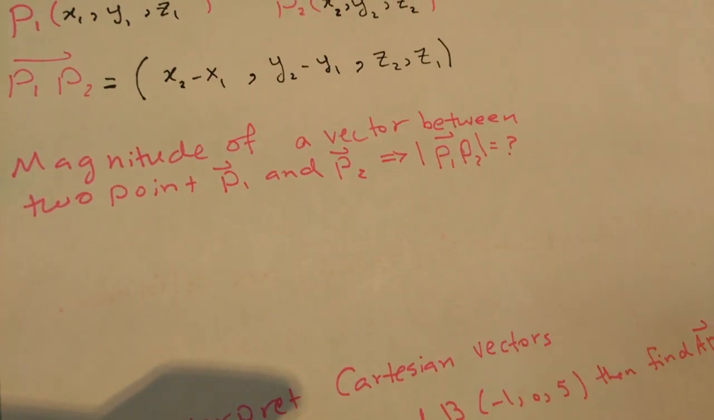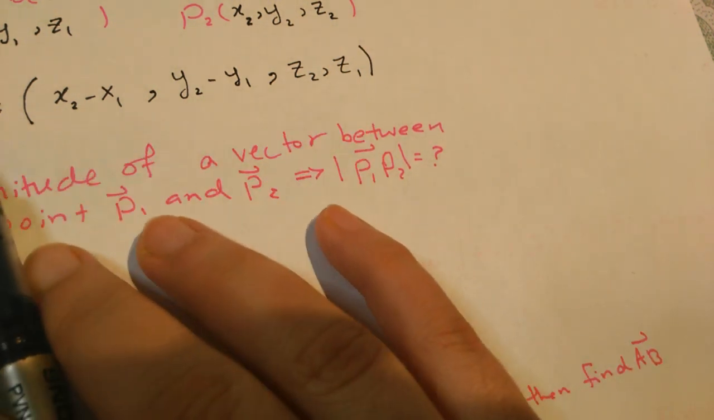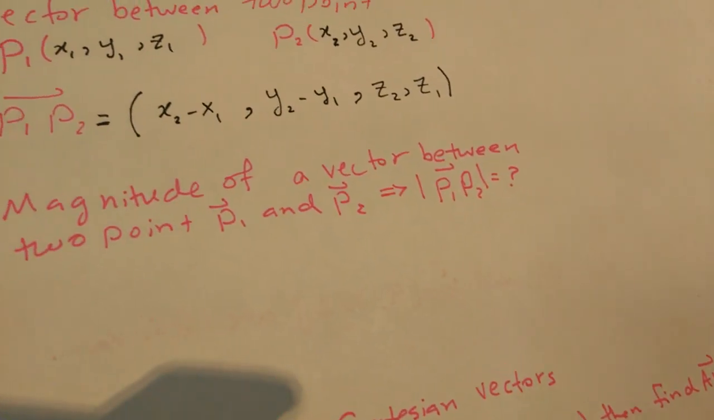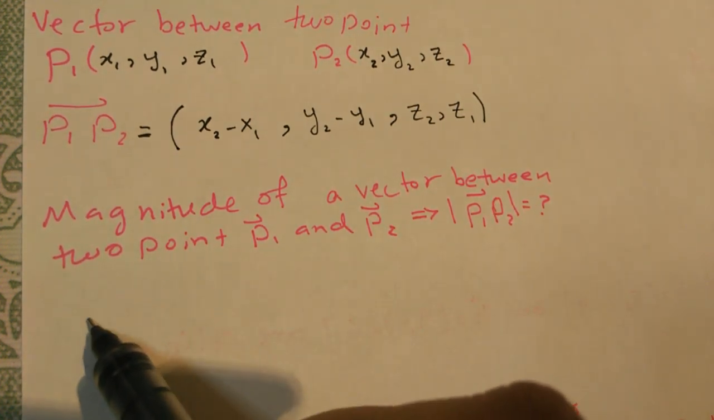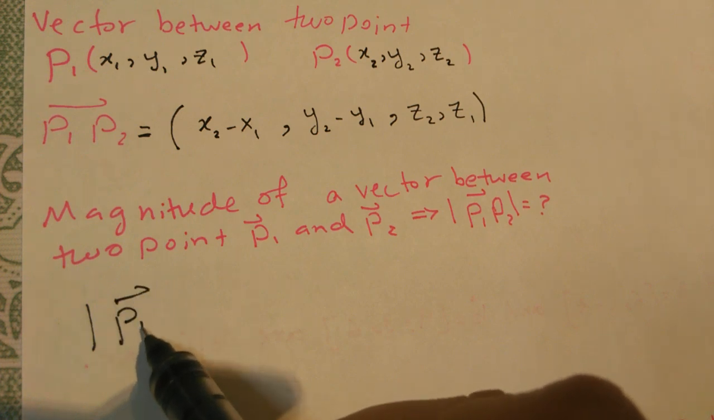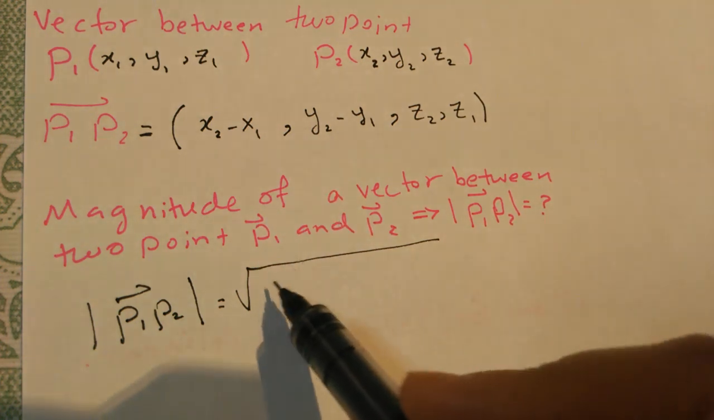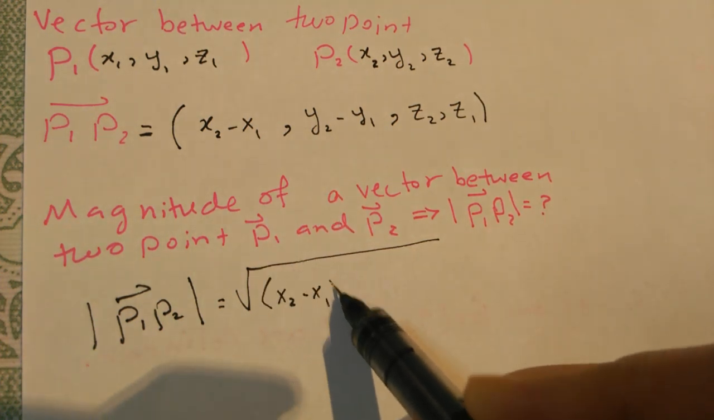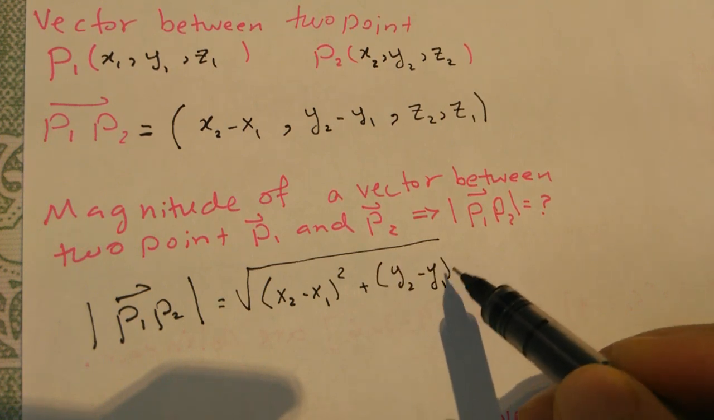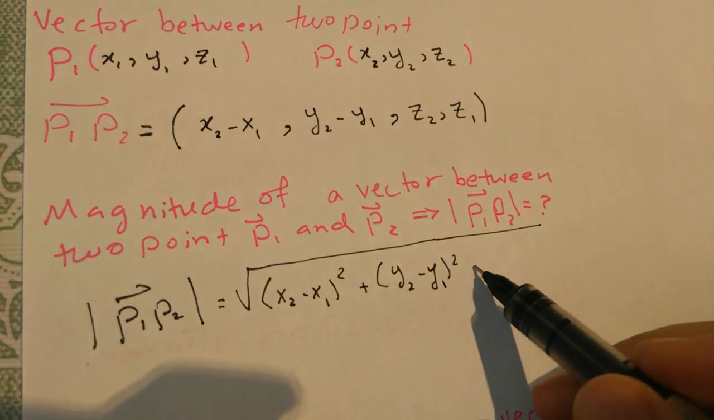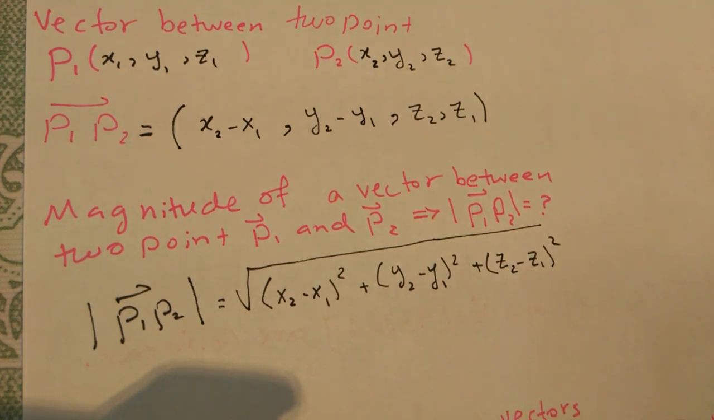So magnitude, we did talk about that between two vectors. Since we have the x, y, and z components of P1, P2, you know that for P1P2, the magnitude is going to be the x component to the power 2, plus the y component to the power 2, plus the z component to the power 2. Okay, clear.